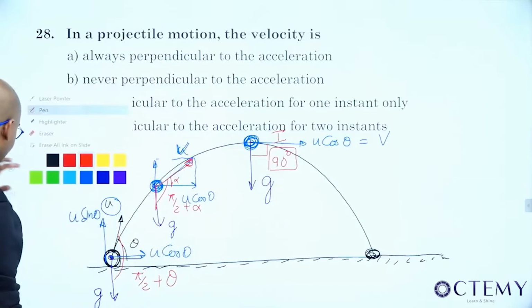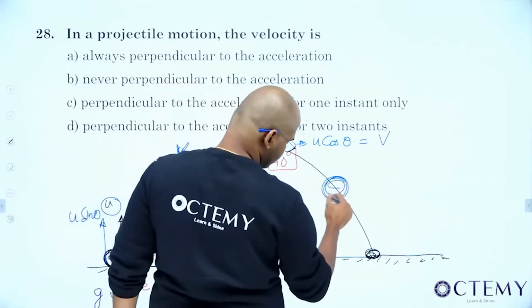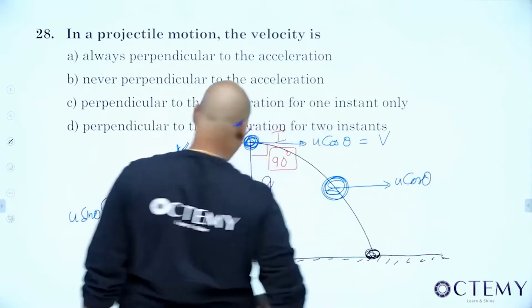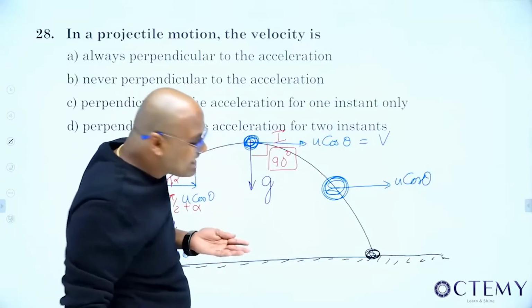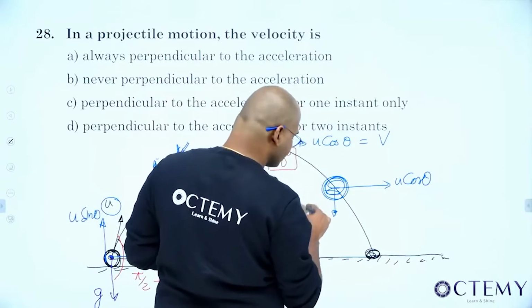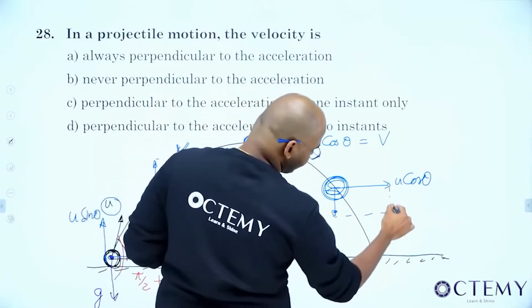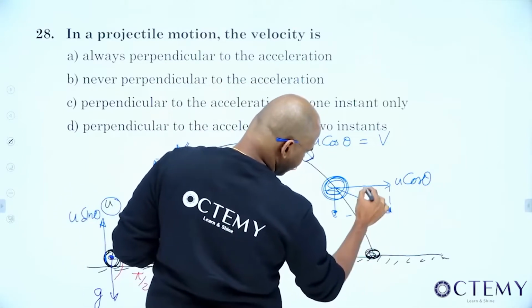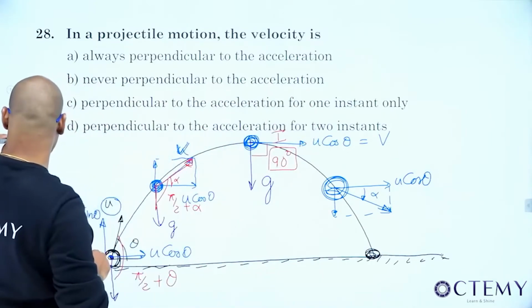Next, you take somewhere here. Still my horizontal velocity is u cos theta. This is same. What about the y direction? After the highest point, as it goes down, it is gaining some velocity. It's not u sin theta, but it is having some velocity. So what will happen to the resultant? It will be somewhere here. It has come down by some angle, let us say some alpha.